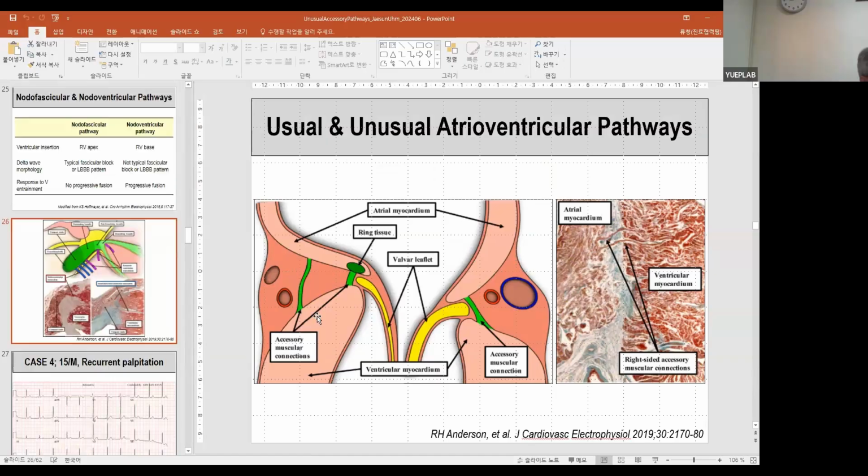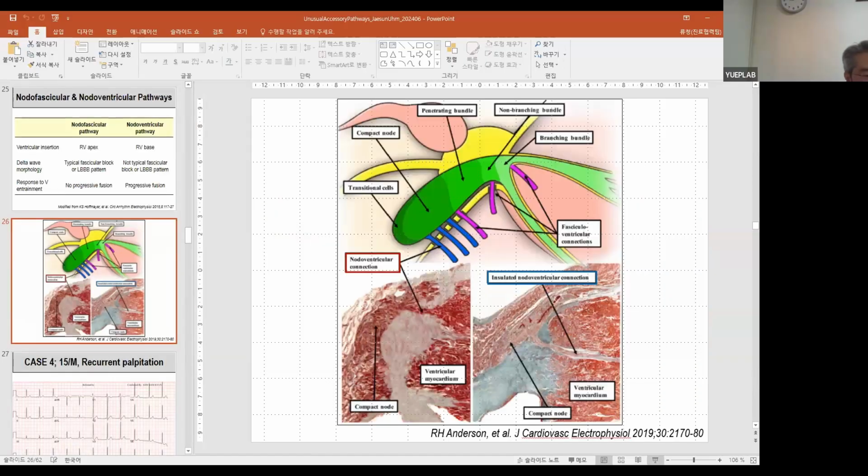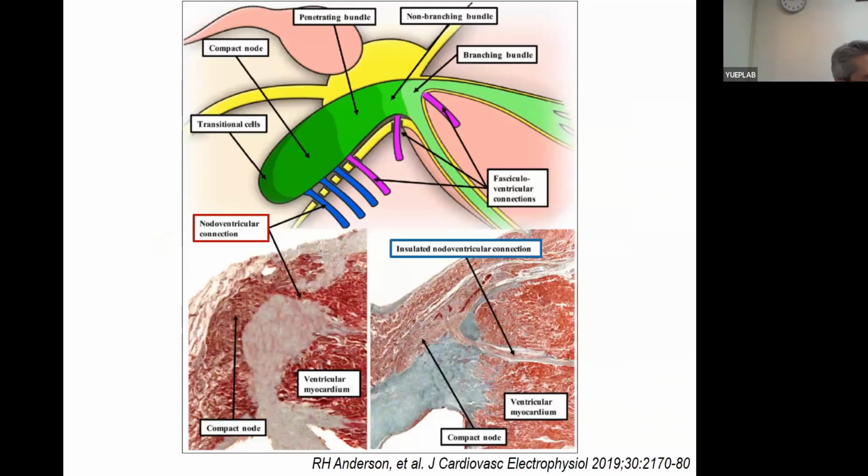Diagram, this one? Yeah, why are there three nodal-ventricular connections but only one fascicular-ventricular connection? Purple is all fascicular-ventricular connection. Yeah, but why did he write three? Oh no, he found it in a pathology specimen. Is that due to being more common? Fascicular-ventricular connections are common after the common bundle.